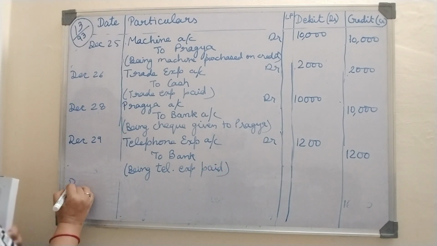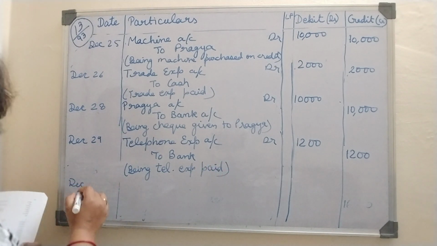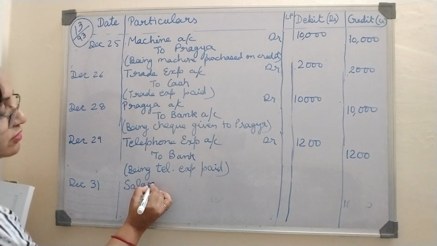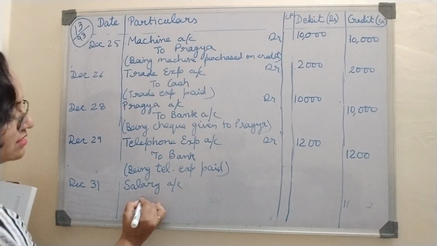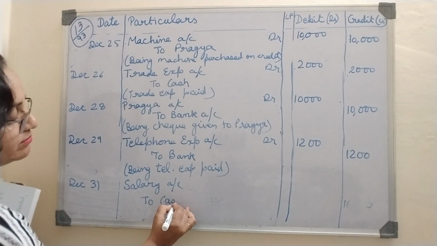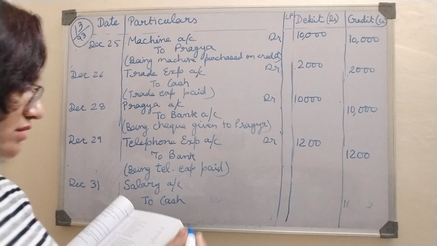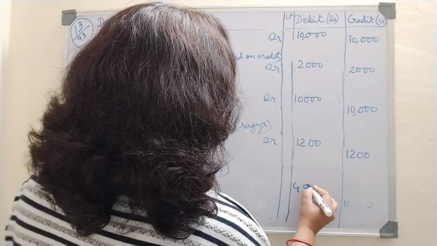Right? Now December 31st. Paid salary. Again nothing is written about check. It means I have given cash. Salary account debit to cash. When nothing is mentioned, we will consider it as cash only. 4,500.